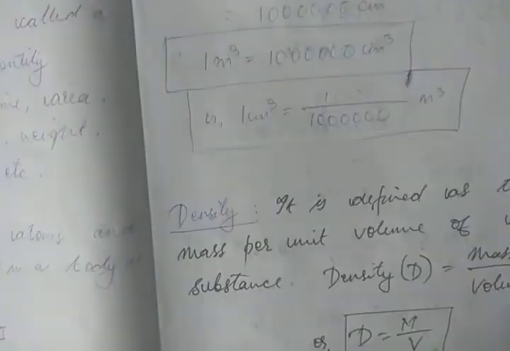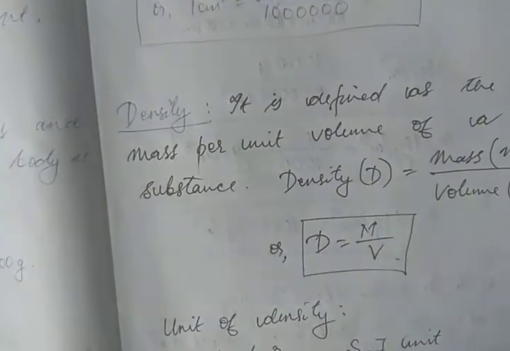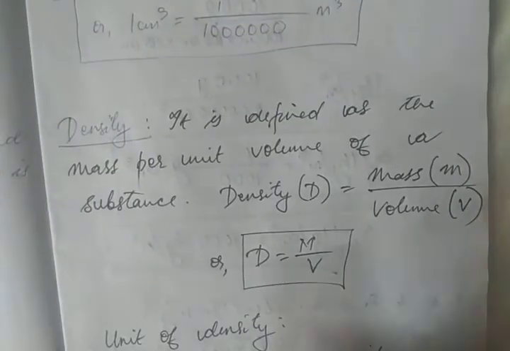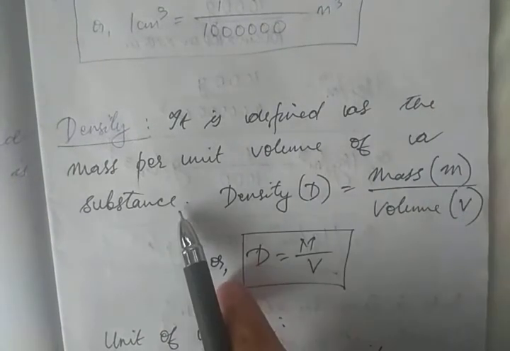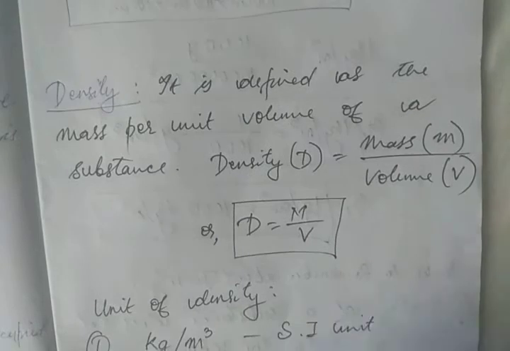So in today's video we are going to talk about density. This is another physical quantity. Density is defined as the mass per unit volume of a substance, meaning you have a certain volume of a substance given. What is its mass? That would be its density.